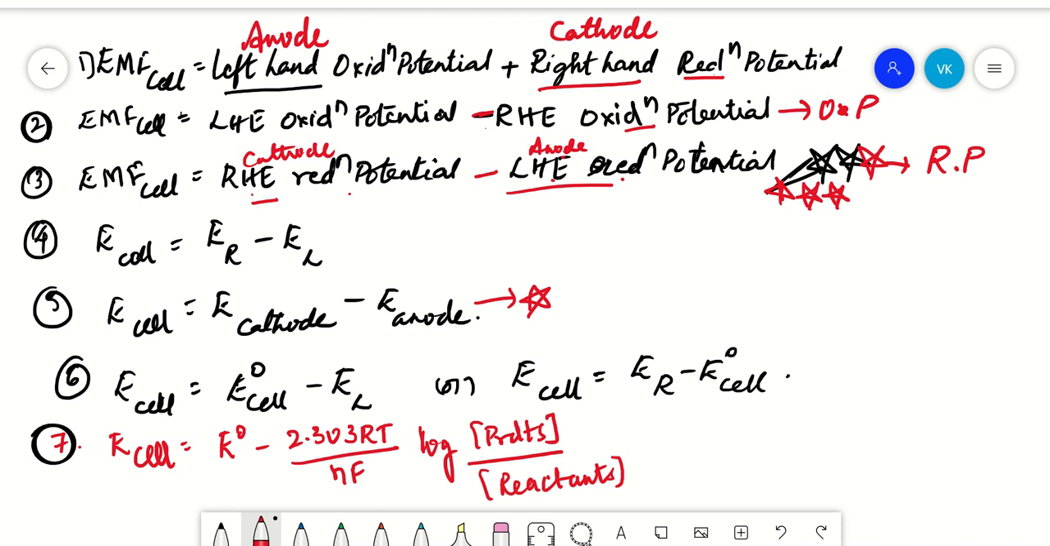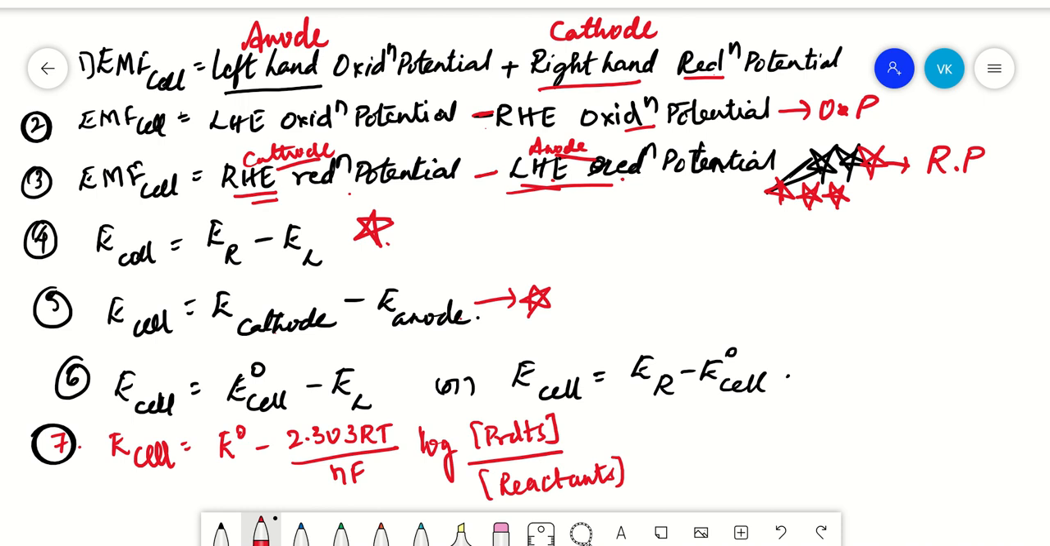So this is the most important one. I'm just representing it as ER minus EL. This is your ER and this is your EL. So E cell is equal to ER minus EL. This is also a most important formula. Then E cell, the EMF of cell, is equal to E cathode minus E anode. The same thing you can also write in this way, E cathode minus E anode, right?